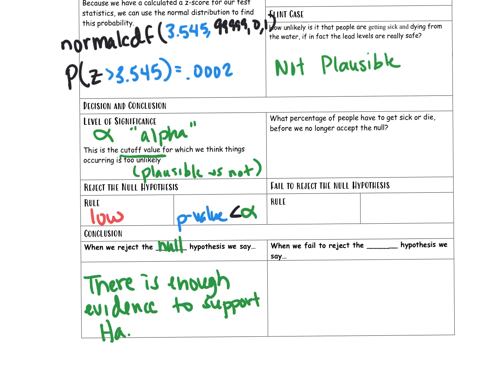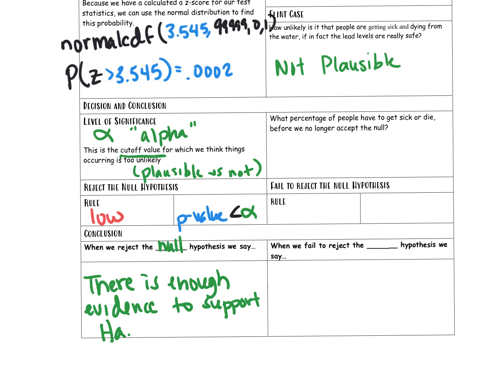And this is how we work this. In a court case like that, but even in the Flint case, what you're saying is if I reject that the water is safe, I can only reject that claim because there's enough evidence to support that it is unsafe. And we do that when we have a small p-value, or a value that is lower than alpha.